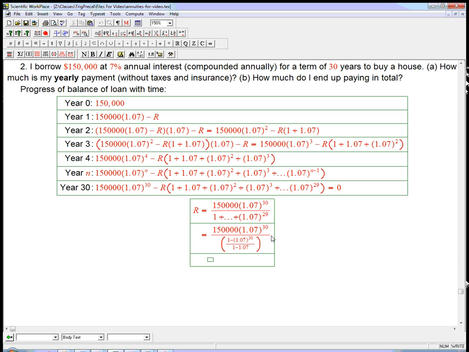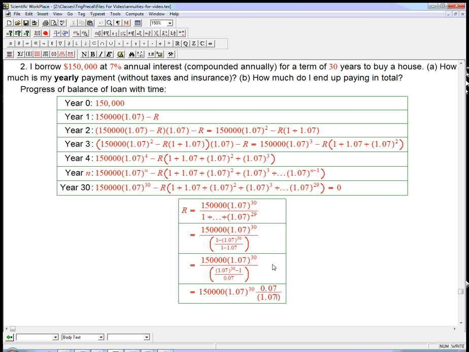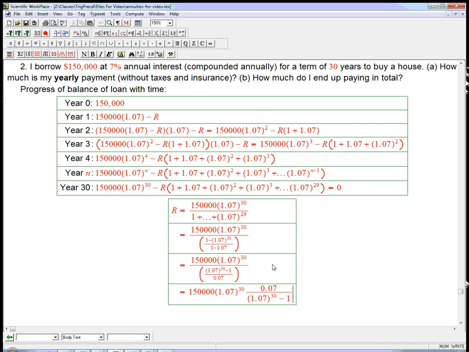Okay. Well, let's simplify the bottom first, because we know that simplifies a little bit. We can flip the order because they're both negative. And then this just becomes 0.07 on the bottom, and this becomes 1.07 to the 30th minus 1. So it's going to be a little tiny bit of algebra here. How do you divide by a fraction? You multiply by the reciprocal. Okay, and so we're going to multiply by 0.07 over 1.07 to the 30th minus 1.